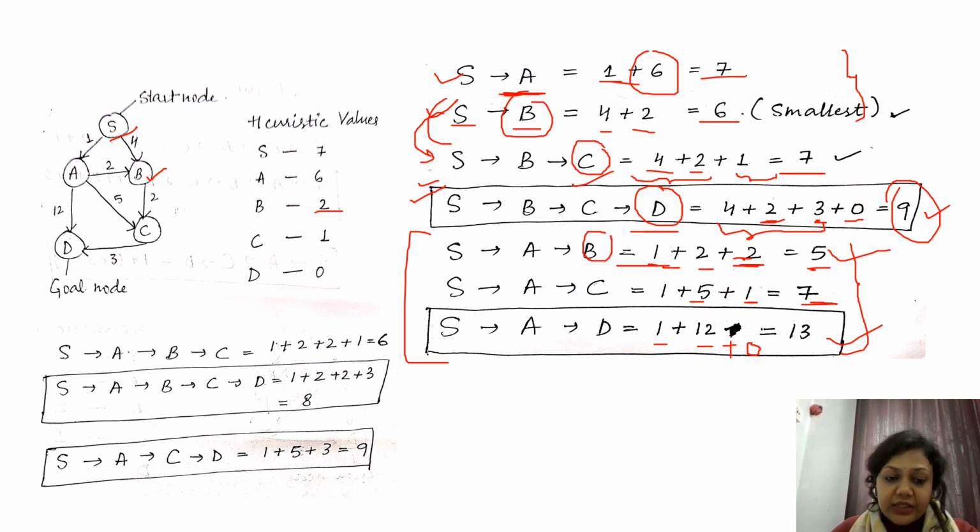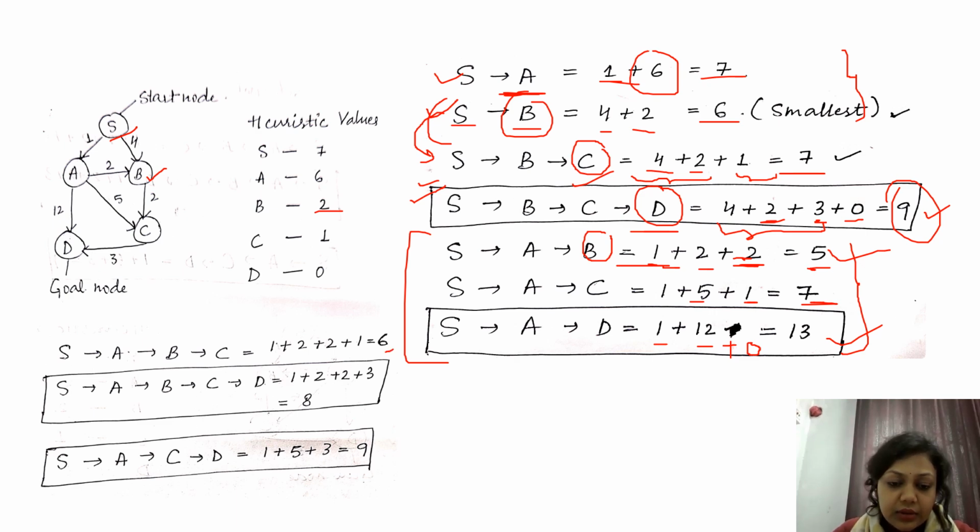Now let's see S to A to B and B to C. Where is B going? It is going to C only. There are no outgoing nodes from there also. Now the minimum total path calculated for this is 6.